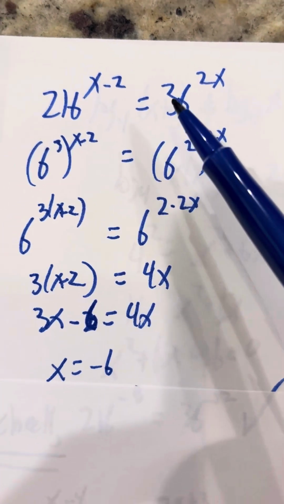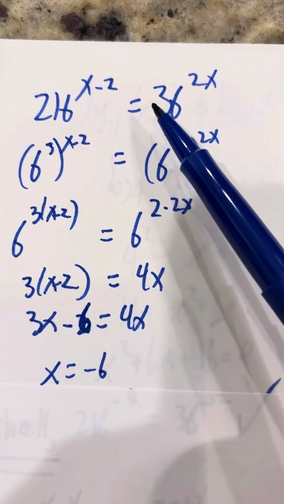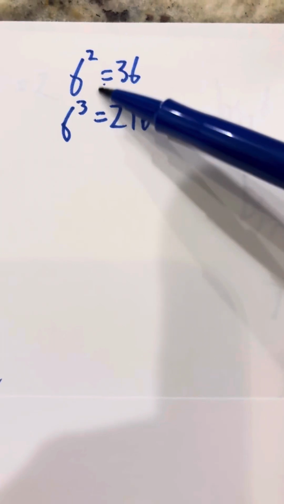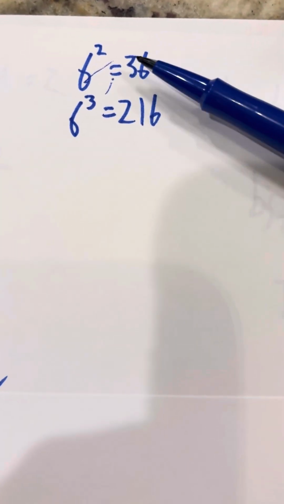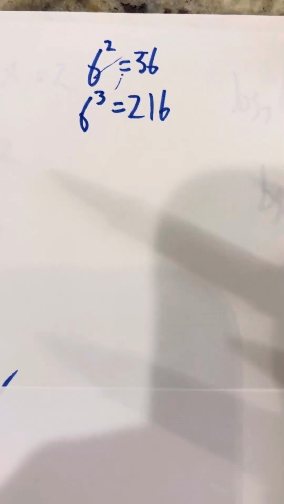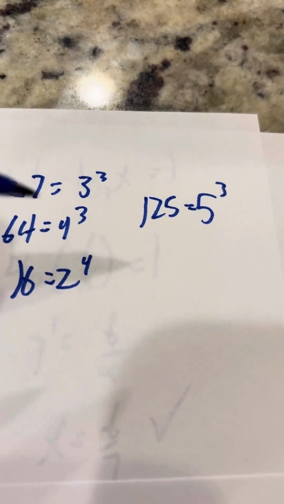Well, one thing to recognize is 216 and 36, wait a minute, 6 squared is 36, and 6 cubed is 216. So there are some numbers that are kind of nice to know. Like 27 is 3 cubed. 64 is 4 cubed. 16 is 2 to the 4th. 125 is 5 cubed. When you start to see these numbers, hold on a second.